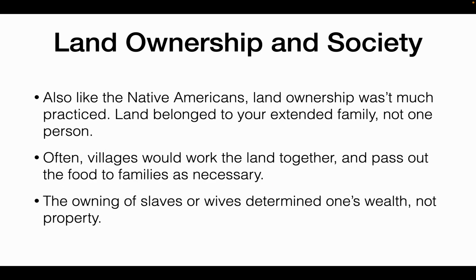Now, also like Native Americans, there wasn't a whole lot of land ownership practice necessarily. Oftentimes, land belonged not just to you, but to your whole family. And often, villages would work land together, especially for farming, and pass out food as it was necessary at this time. Now, the owning of enslaved people or wives often determined a person's wealth, not the property that you had.